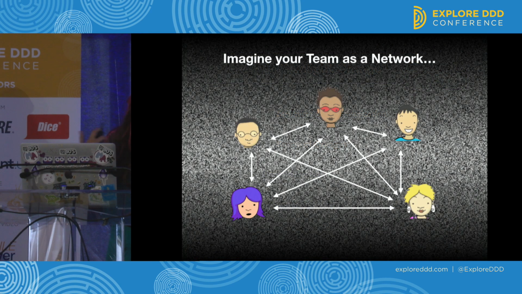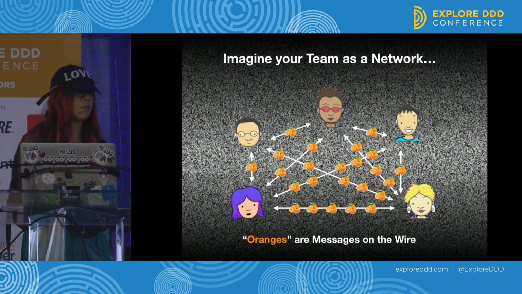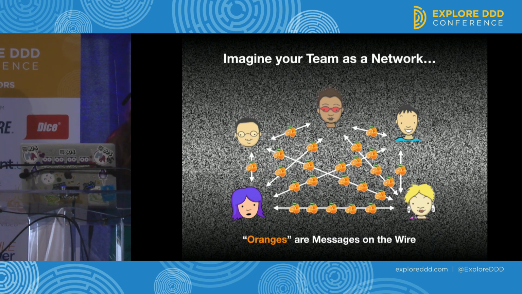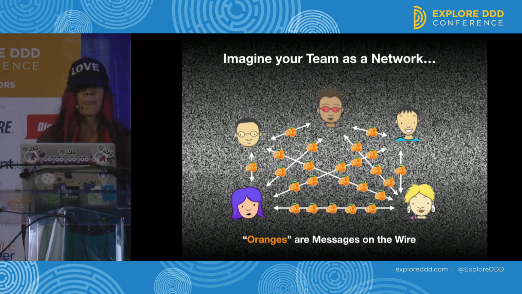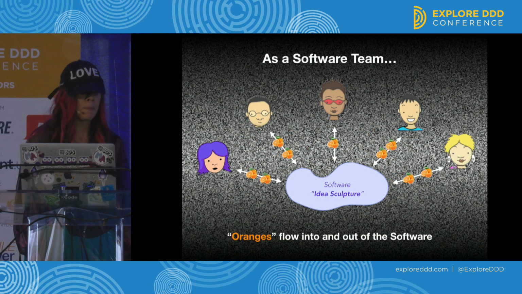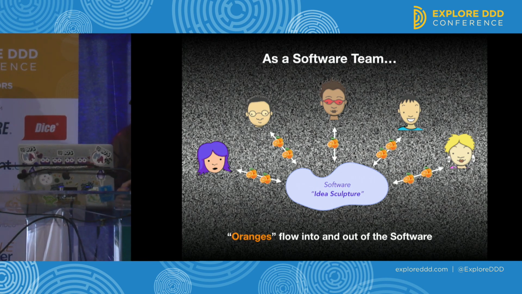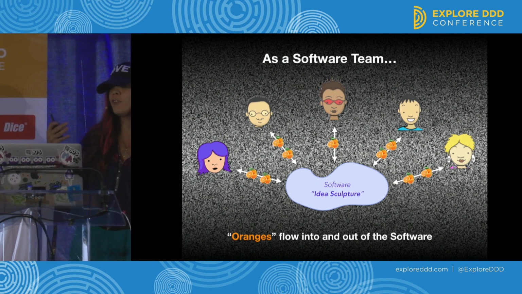So imagine your team as a network, and then oranges are these messages on the wire, passing oranges back and forth. And as a software team, you can imagine we've got this software idea sculpture, and we've got oranges flowing into and out of our software.